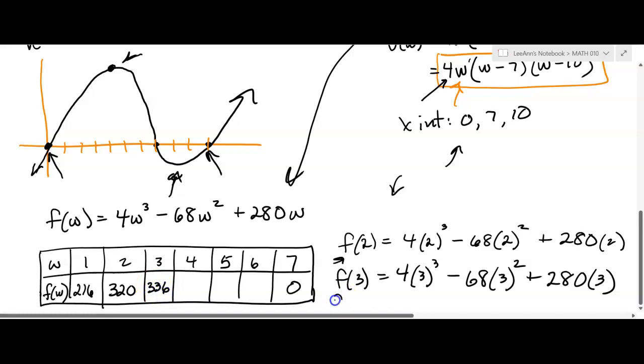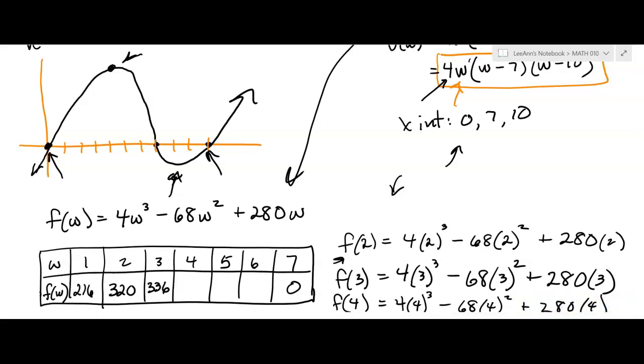All right, let's try F of 4. This time I'll be more careful. 4 times 4 cubed minus 68 times 4 squared plus 280 times 4. And I get 288. Now, here's where we can make some conclusions.